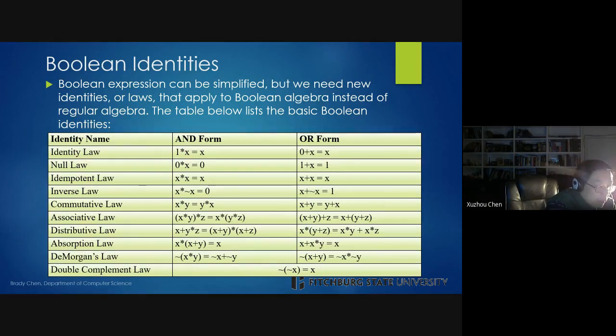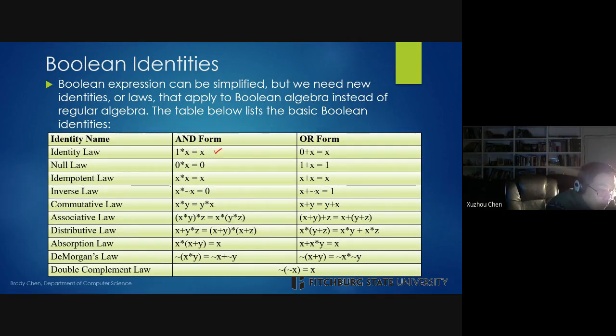Identity law says if you have an AND operation and one of the values is 1, so if you have 1 and x, then the result is going to be x. Because if it's 1, then whatever the second value is, if x is 0, you get a 0. If x is 1, then 1 and 1 gets 1. So 1 and x is x.